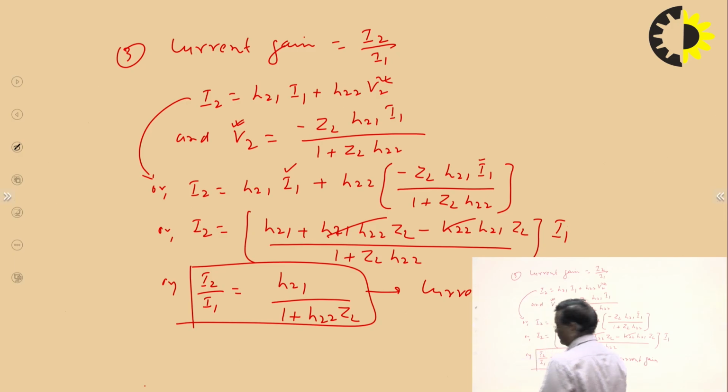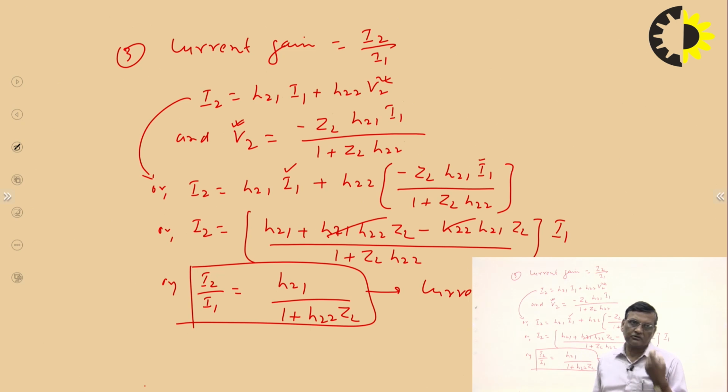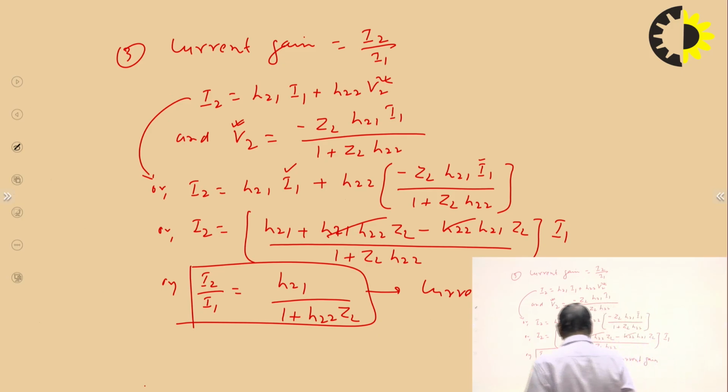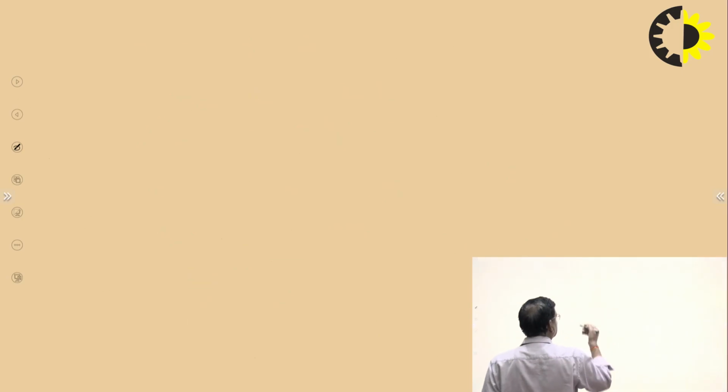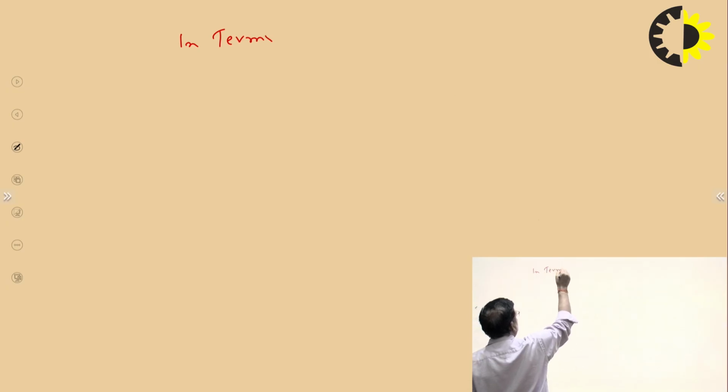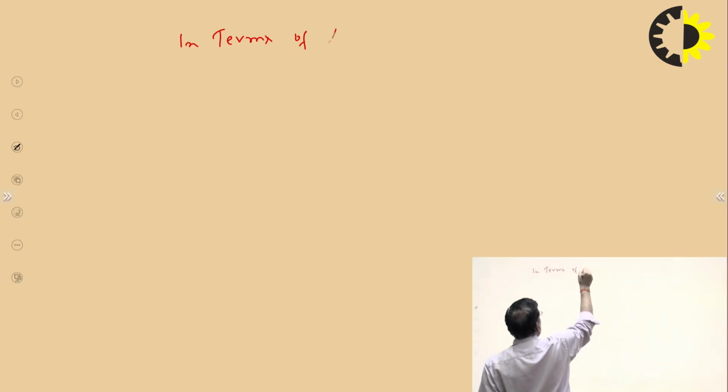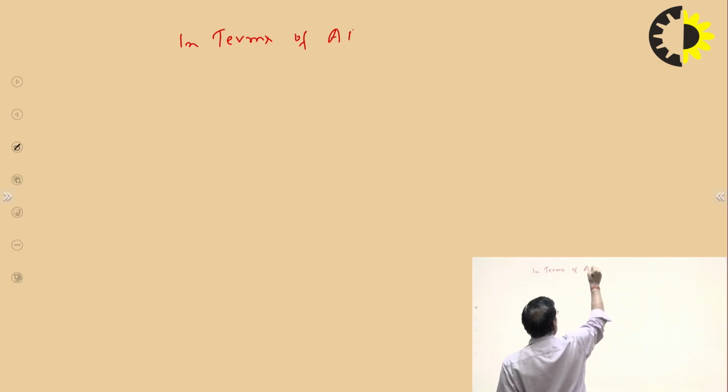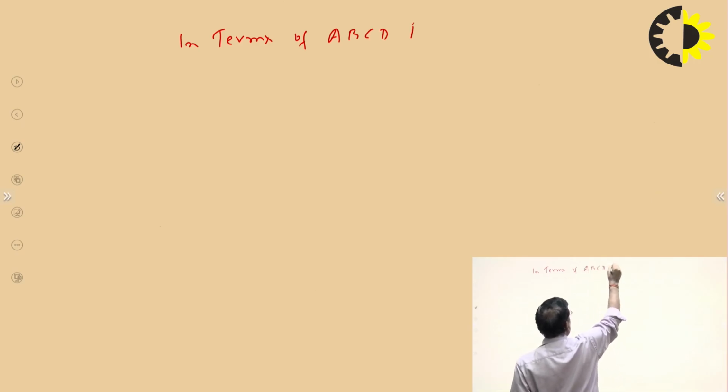So you can find these parameters in terms of any two-port network parameters. So this is in terms of H parameters. We can also go for the ABCD parameters. So now, in terms of A, B, C, D parameters.